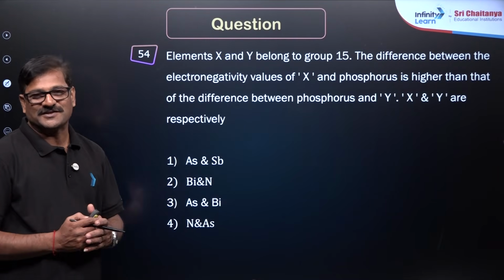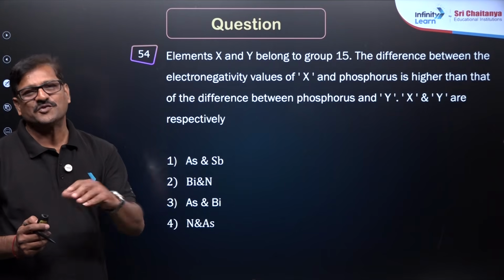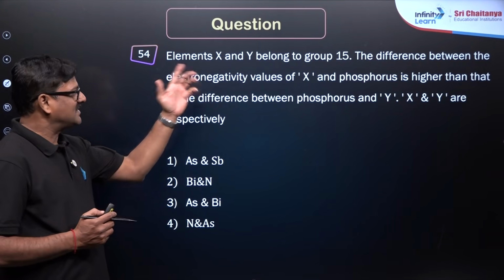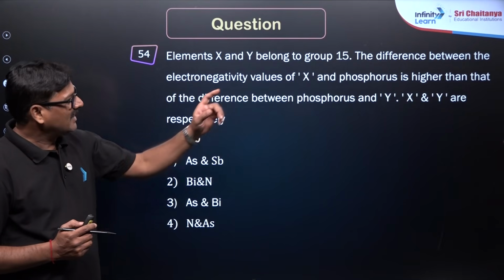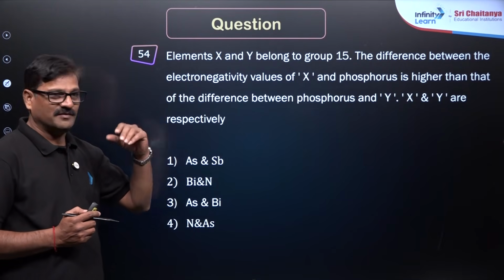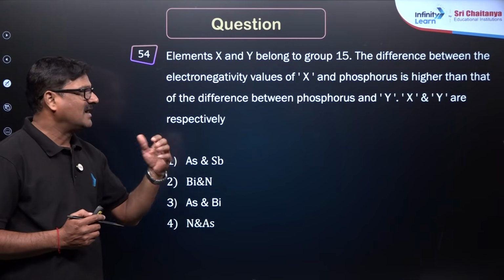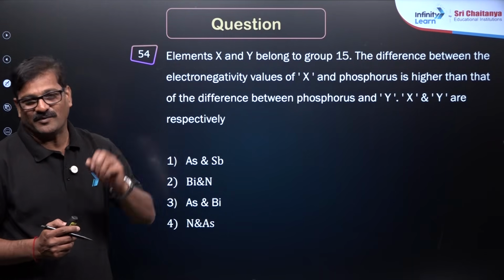Children, here it is a logical question based on group 15 elements. You can also compare with the periodic classification of elements. Elements X and Y belong to group 15, and the difference between the electronegativity of X and phosphorus is higher than the difference between phosphorus and Y.